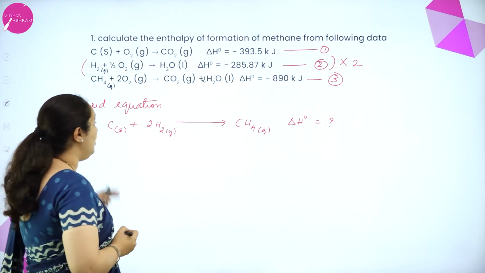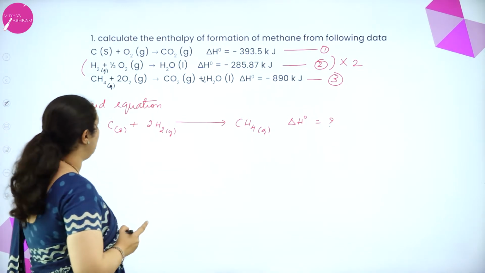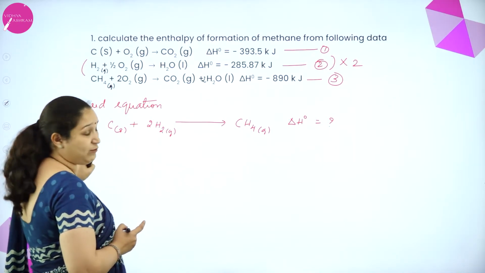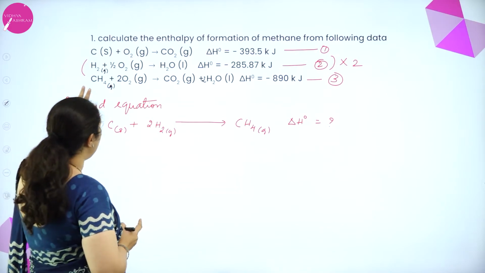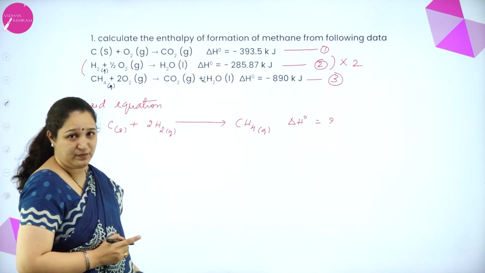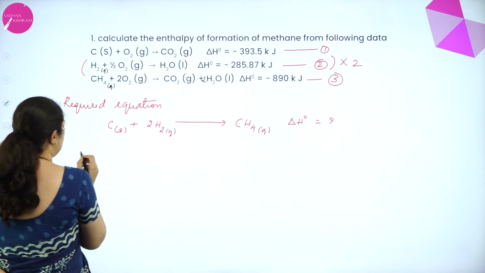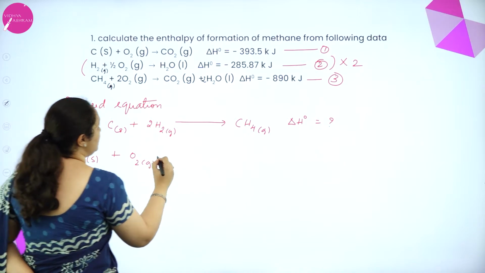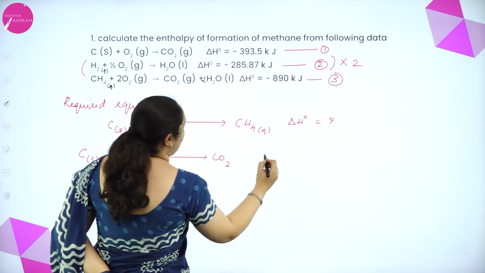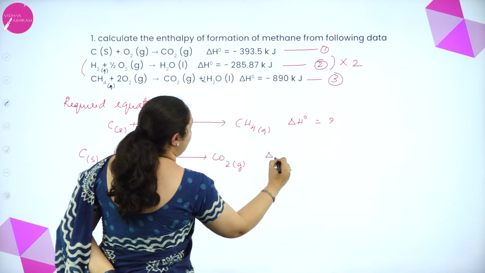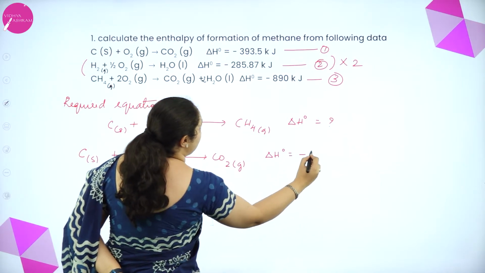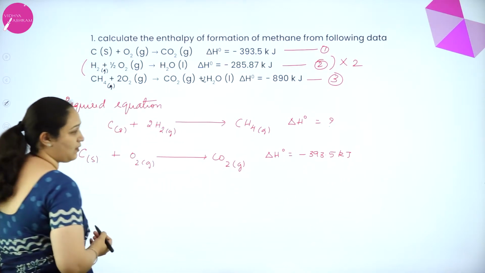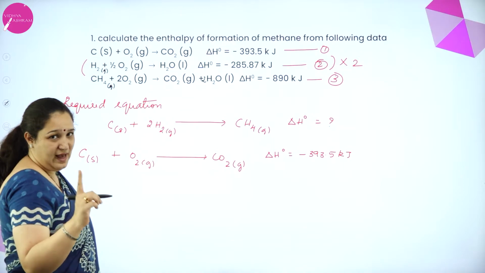Okay. So now I will write first equation 1 as it is. Equation 2 I have to multiply by 2 and write. And equation 3 I'll have to reverse and write. Okay. So I'll write equation 1 as it is. That is carbon solid plus O2 gaseous giving carbon dioxide, that is a gas, and delta H naught is minus 393.5 kilojoules. Okay. Equation 1 I have written as it is.